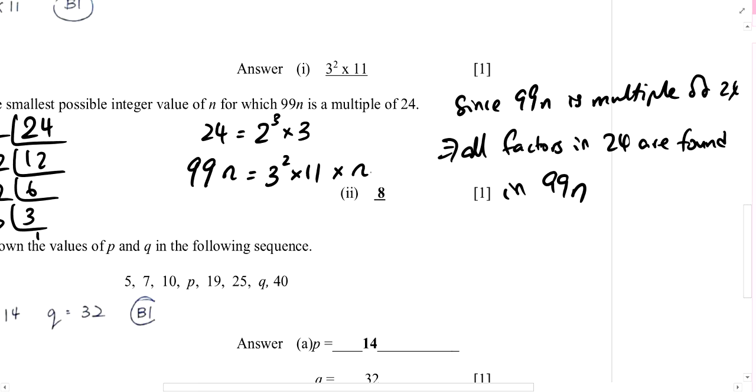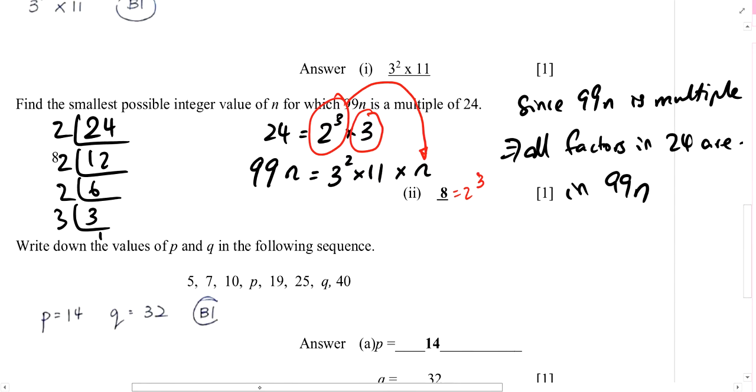Okay? Now, are all the factors of 24 found inside 99n? For example, let's look at the first one. We've got 2 power 3. Is it found inside 99n? At the moment, it is not. So it has to be part of my n. Get it? Is this 3 found inside 99n? At the moment it is, right? Therefore n must be equal to 2 to the power 3, which is 8. Okay? So this is how we do it.